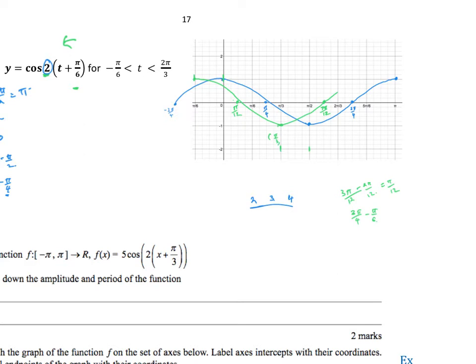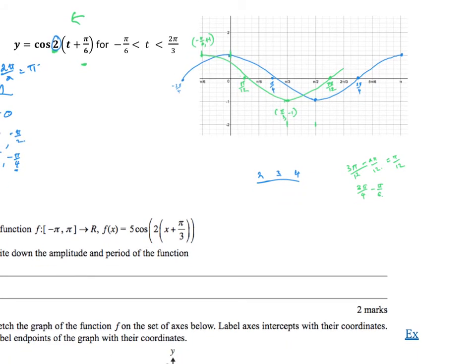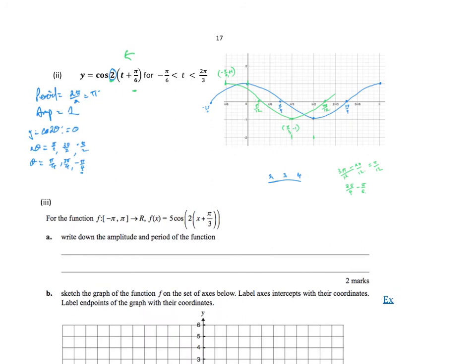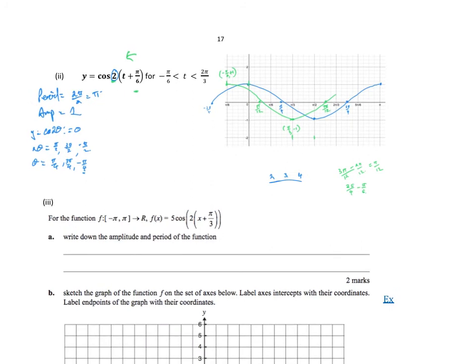We can label the minimum there, negative 1. Maximum over here, negative pi on 6, positive 1. And I reckon that seems to be pretty much the key bits of information. So again, do it in 2 steps. Do your standard graph where you take into account your period and amplitude. We should always identify endpoints. So my endpoint is at 2 pi on 3.